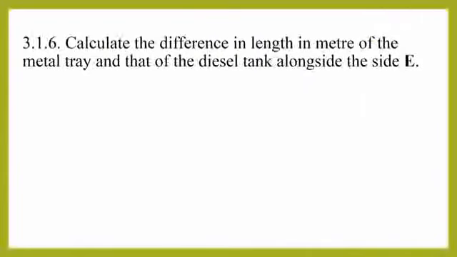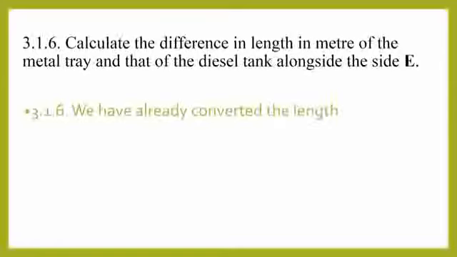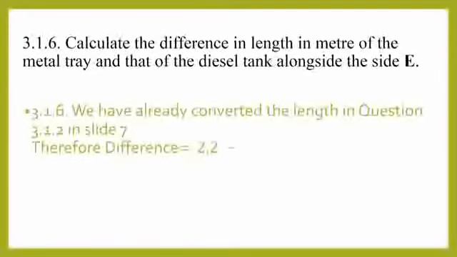The sixth question. Calculate the difference in length in meters of the metal tray and that of the diesel tank alongside E. We have already converted the length in question 3.1.2 in slide 7. Therefore, the difference will be 2,2 subtract 1,75, which is equal to 0.45 meters.